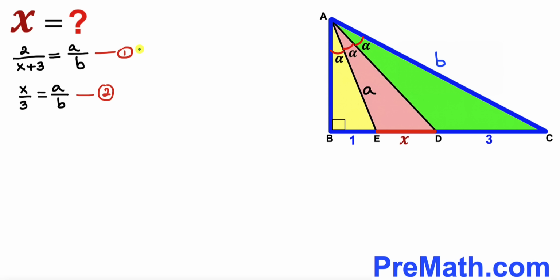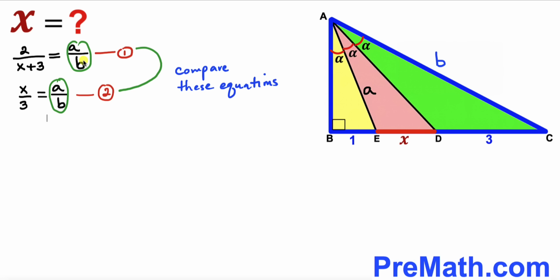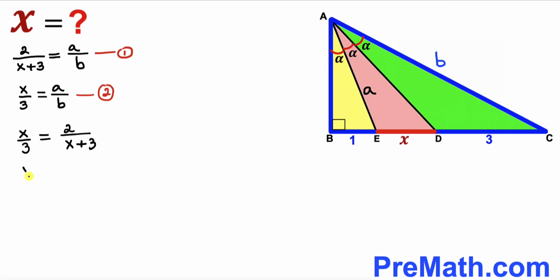So therefore we ended up with these two systems of equations, and now we are going to compare these two equations. We can see the right hand sides are identical, so therefore we can equate the left hand sides as well. So therefore we can write x divided by 3 equal to 2 divided by x plus 3. And now we are going to cross multiply. So therefore we can write x squared plus 3x equal to 6.